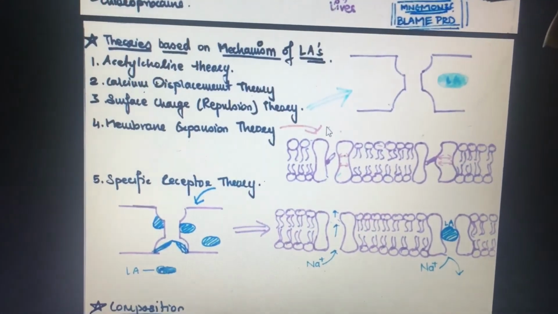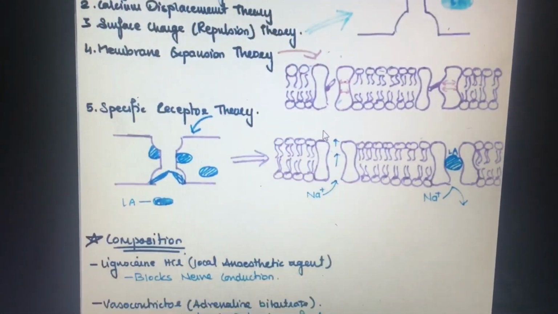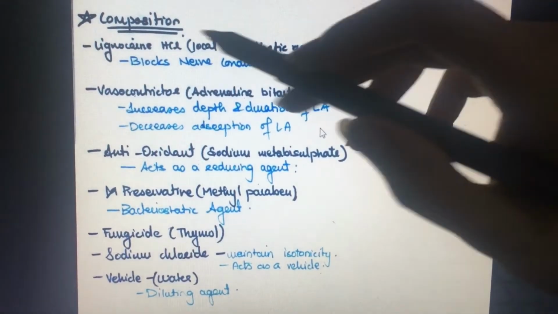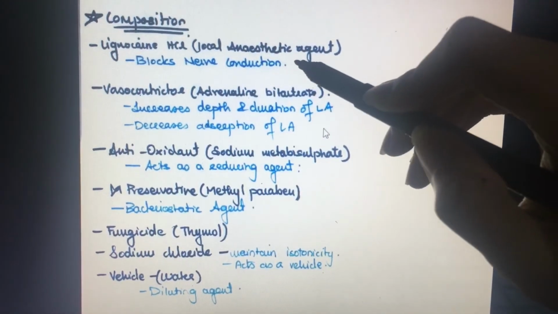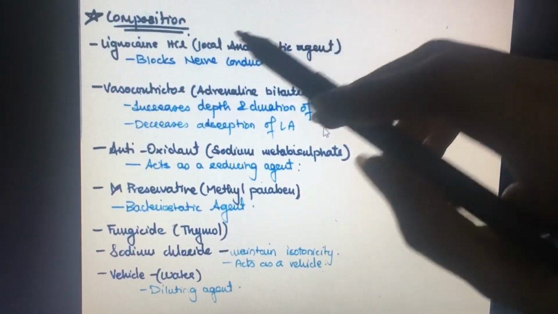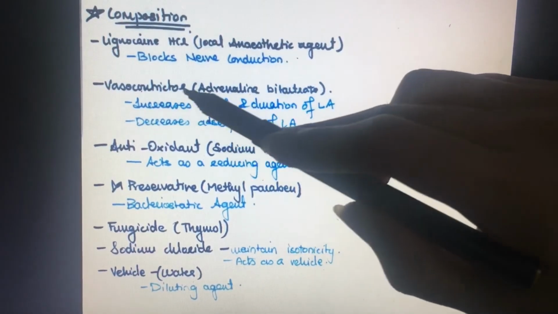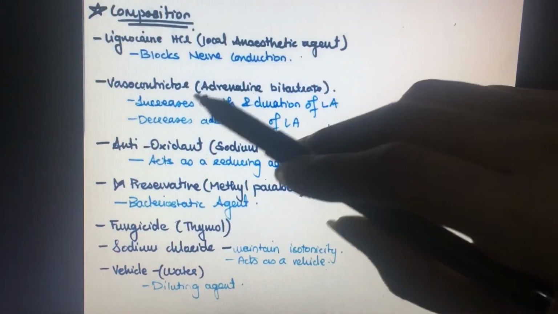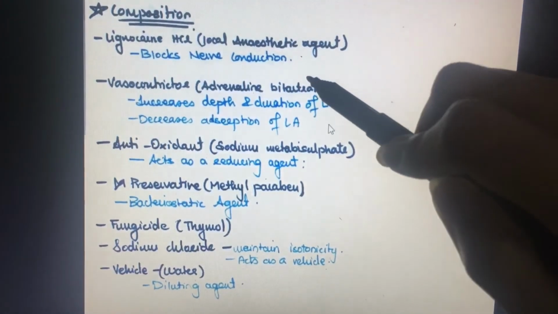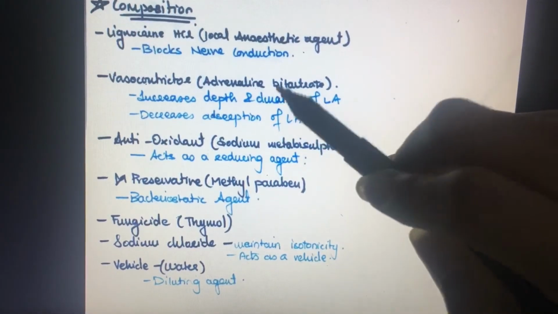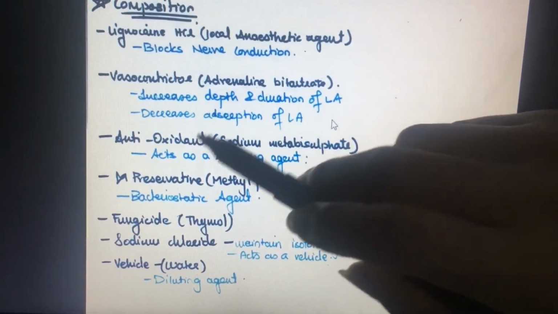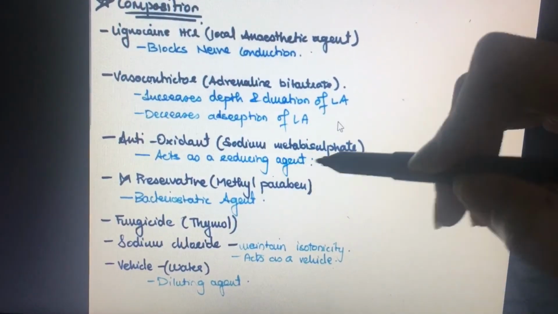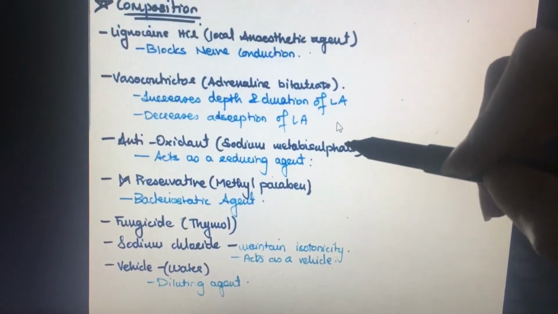So next we come to the composition of local anesthetics. Local anesthetic contains lignocaine hydrochloride, which is a local anesthetic agent. It blocks the nerve conduction. It also contains vasoconstrictors. Example for this is adrenaline bitartrate, which increases the depth and duration of local anesthetics, and it also decreases the absorption of local anesthetics. Then we come to the antioxidants. Example for this is sodium metabisulfite. It acts as a reducing agent.